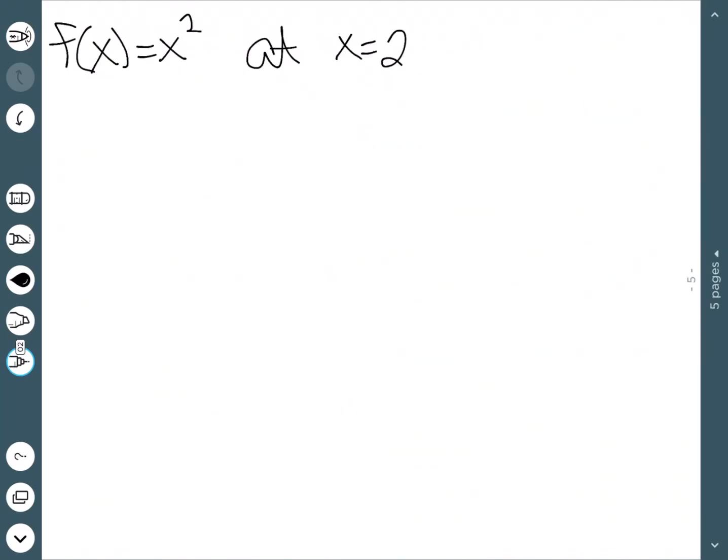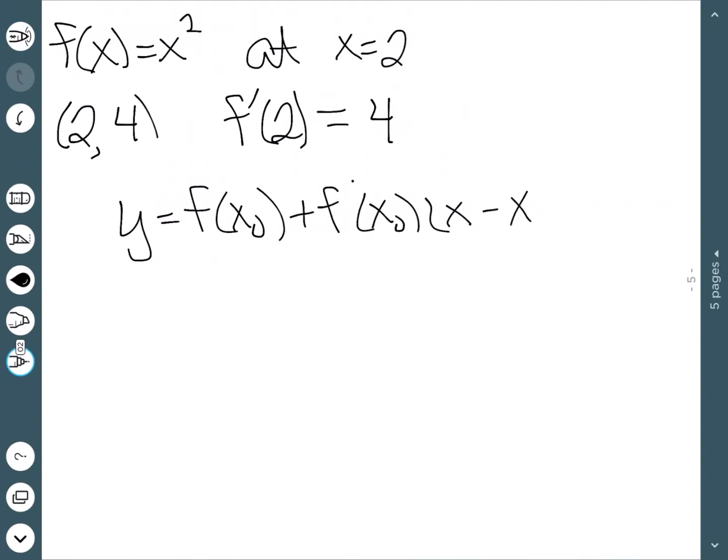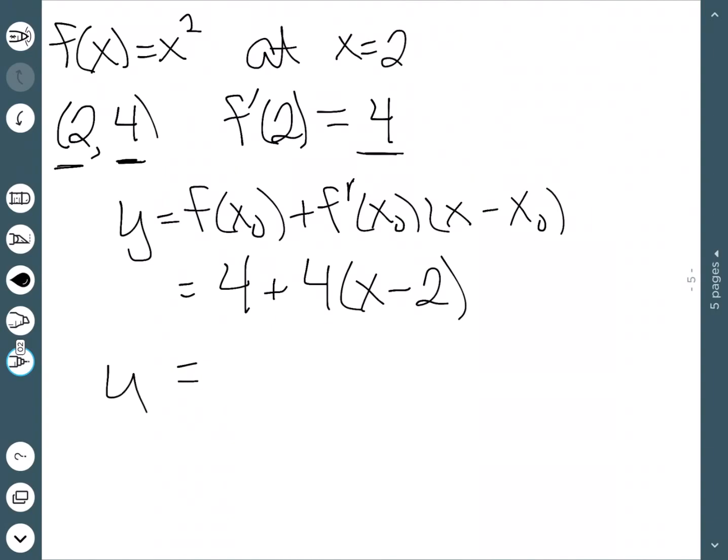Let's start with an easier one, f of x equal to x squared at x equal to 2. So we know if x is 2, then 2 squared is 4. And we also already found the derivative of x squared at 2, which was 4. So my line is f of x0 plus f prime of x0 times x minus x0. So we have this 4 plus this 4 times x minus 2. So my tangent line is 4x minus 4.